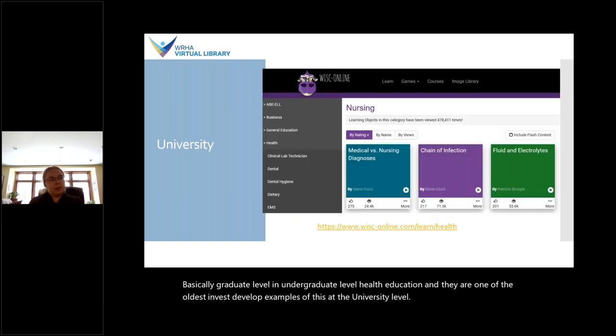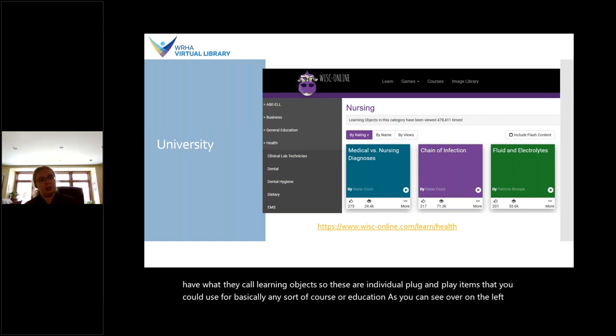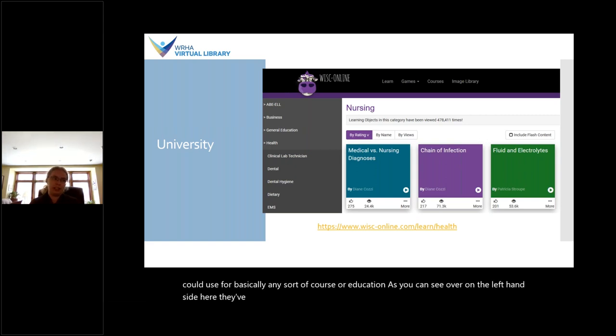WISC Online is a bit of a different approach. Rather than full courses, they have what they call learning objects. These are individual plug and play items that you could use for basically any sort of course or education. As you can see over on the left hand side here, they've got health categories ranging from clinical lab technician, dietary, EMS, all sorts of different allied health fields.